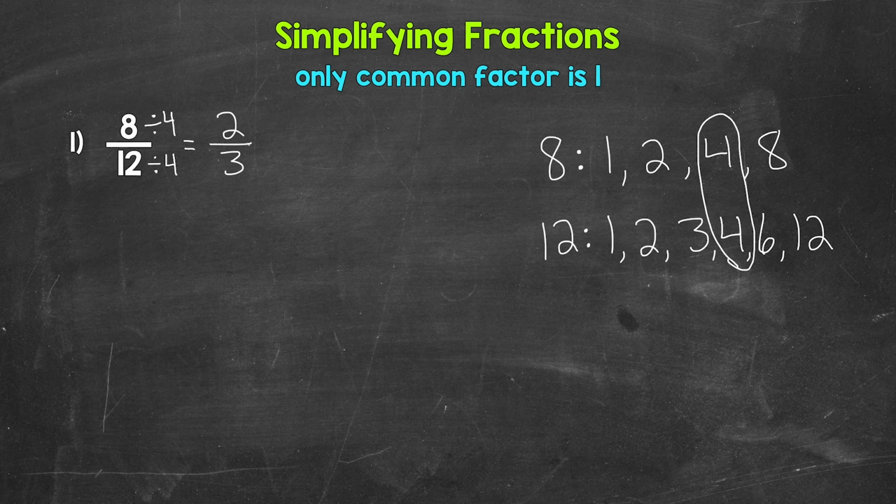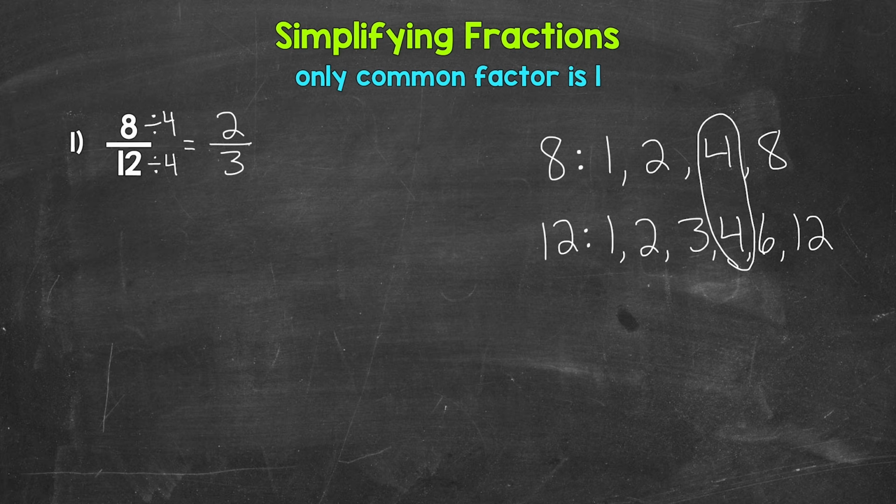The only common factor between 2 and 3 is 1. So this is in simplest form, and we are done. So 8/12 in simplest form is 2/3. Now please keep in mind, a simplified fraction is equivalent to the original fraction. We're not changing the value of the fraction at all when we simplify. Now, before moving on, I do want to cover one more really important thing here about simplifying.